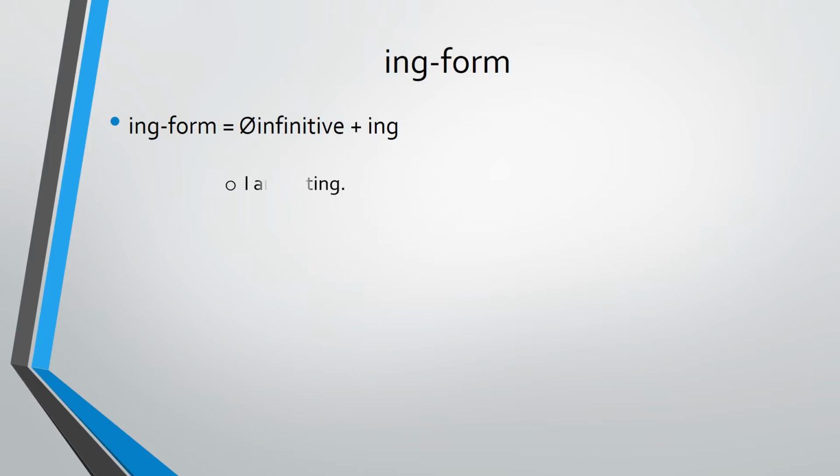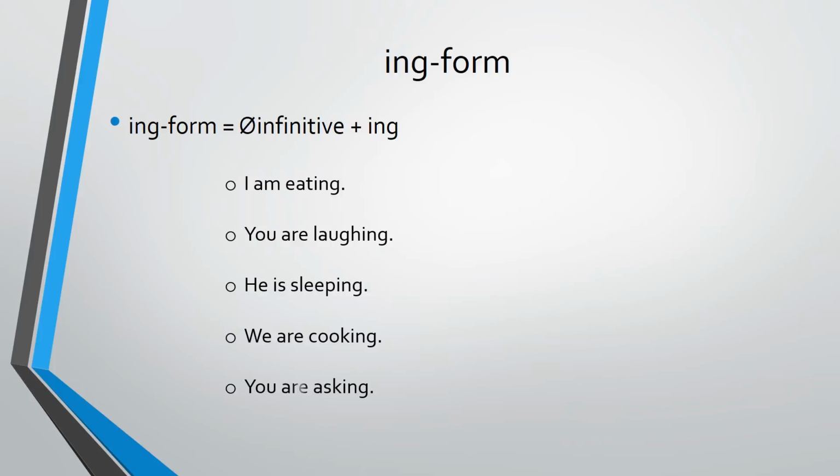So for example, I am eating. The zero infinitive is eat, and we just add ing, so that isn't too difficult. Same goes for laugh. Laugh is the infinitive. Without to, you add ing and you get laughing. Sleeping, cooking, asking, walking. That isn't too hard, I think.